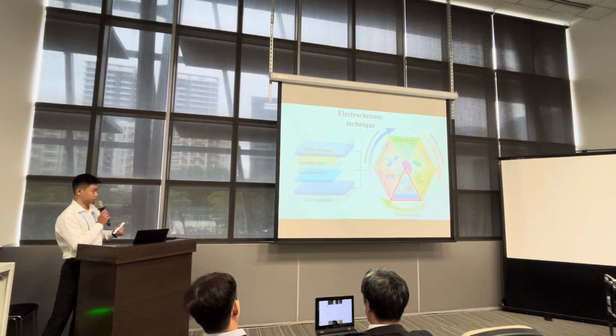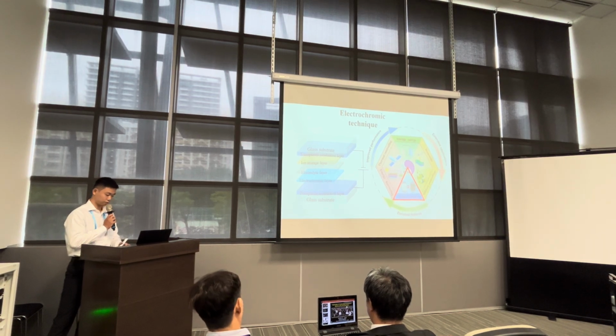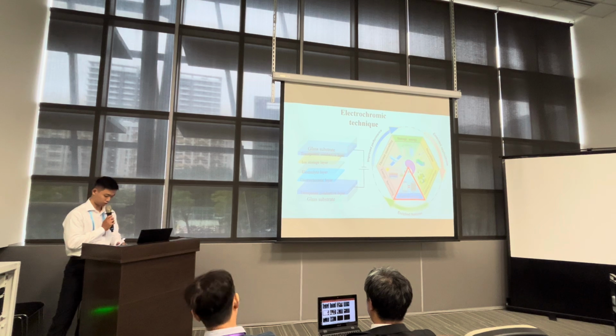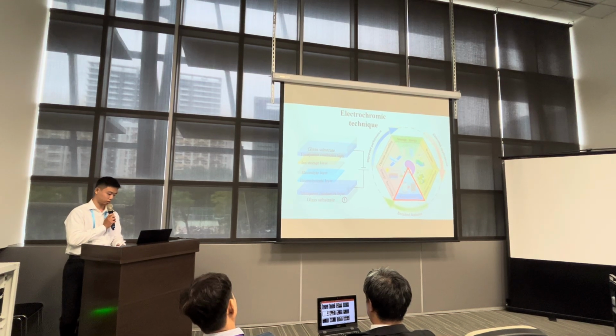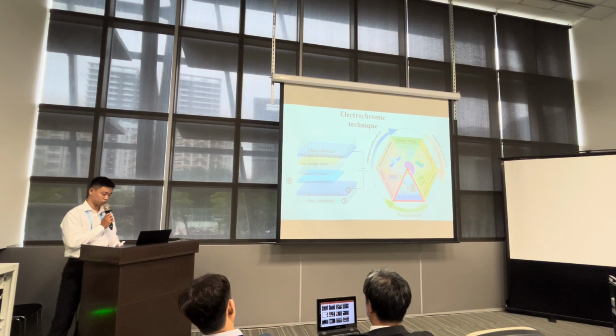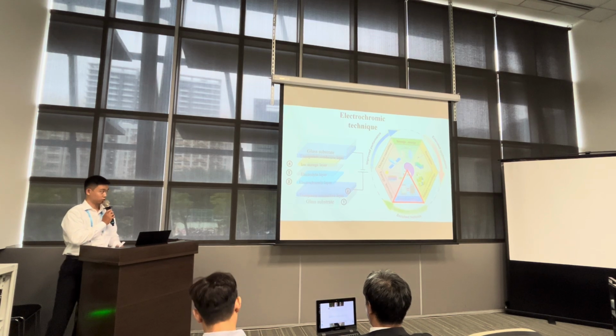So the left side is a typical electrochromic device. For those who are not familiar with it, it contains 5 basic layers. The first substrate and 2 transparent conductive layers, electrochromic layer, ion storage layer, and electrolyte material in the middle.